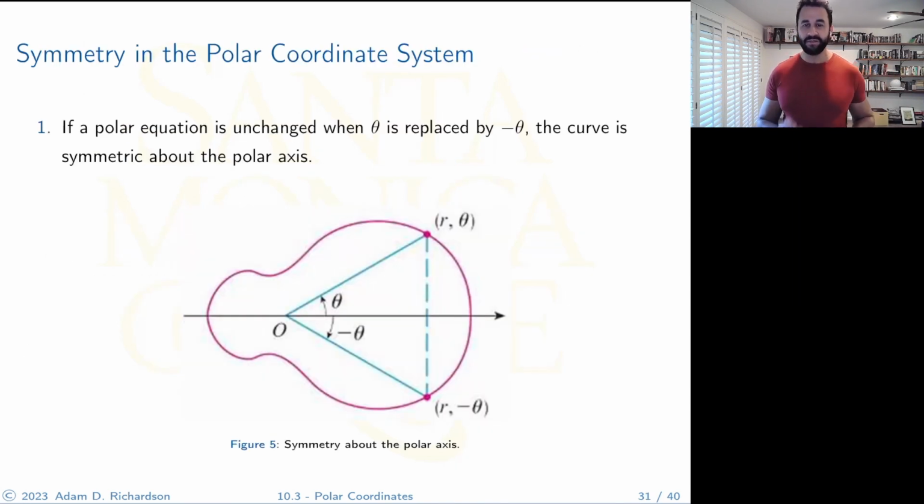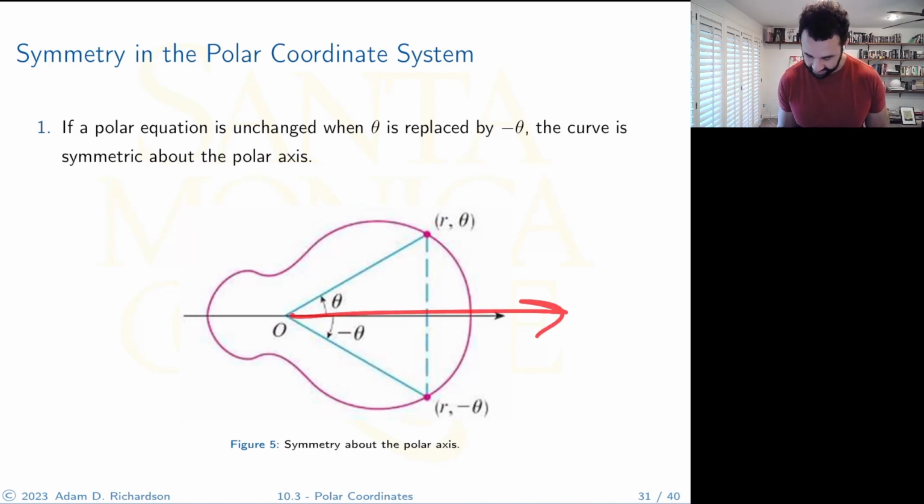All right, so let's talk briefly about symmetry. So just like in the Cartesian system, there's symmetry. You can talk about symmetry about the x-axis, the y-axis, symmetry about the origin, for example, that kind of symmetry. So you do have other types of symmetry within the polar coordinate system. So here's one of them. If your equation is unchanged when you replace theta by its negative, by negative theta, then you have symmetry about the polar axis or the x-axis, right?